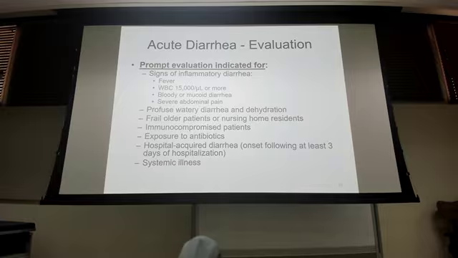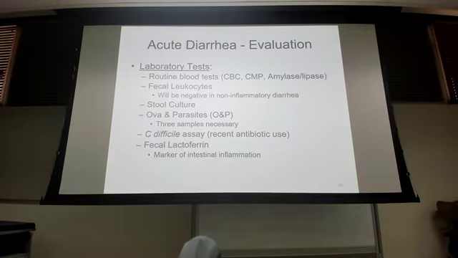Immunocompromised patients, if they're on a medication that makes them immunocompromised, or they have a disease process that makes them immunocompromised, work them up. There's antibiotics again. Obviously, we're looking for C. diff. Otherwise, if they don't have these signs and symptoms, then we can treat it supportively. But these are your red flags to evaluate for acute diarrhea.